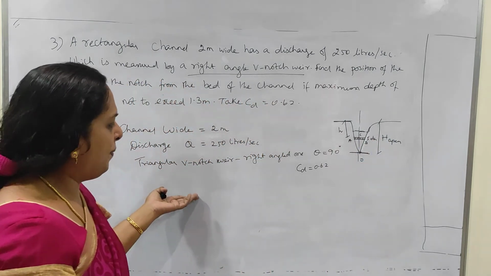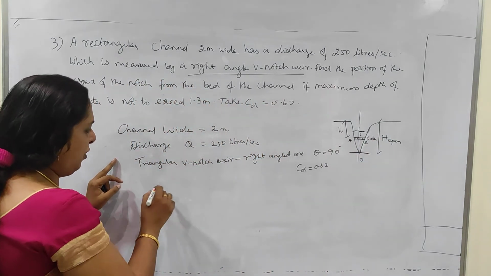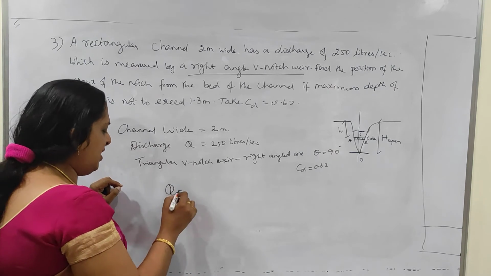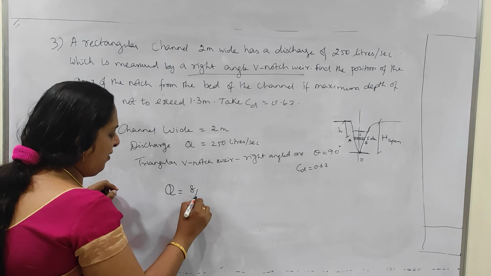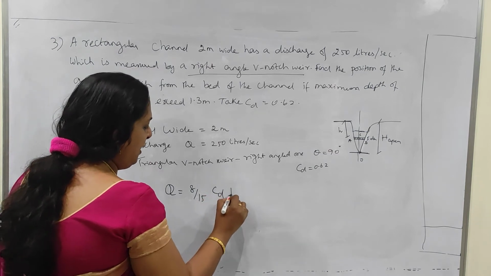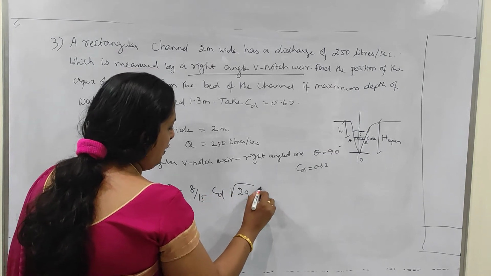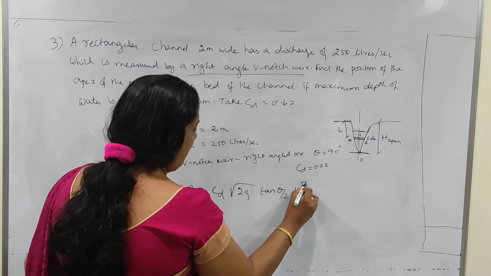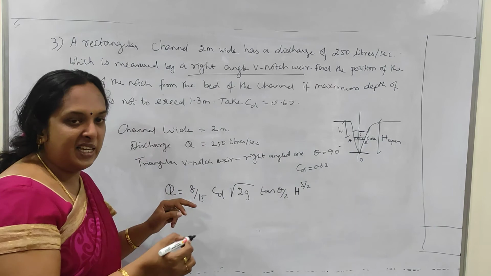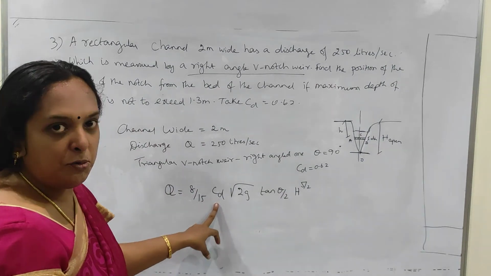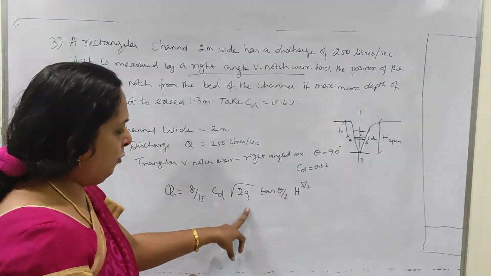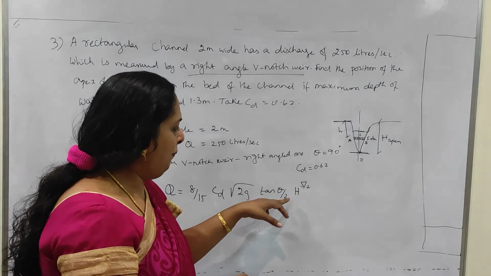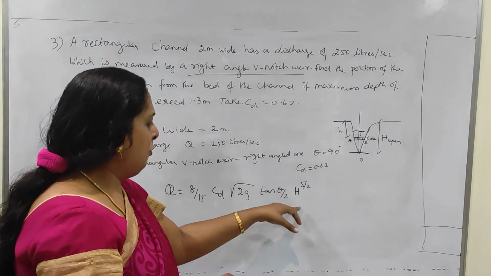First I will find out the equation for my discharge in case of my triangular notch. It's very simple. It is 8 by 15 CD into root 2g into tan theta by 2 into h to the power of 5 by 2. CD is known, g is already known, theta is also known because it is 90 degrees, so we get 90 by 2. And h is the unknown here.